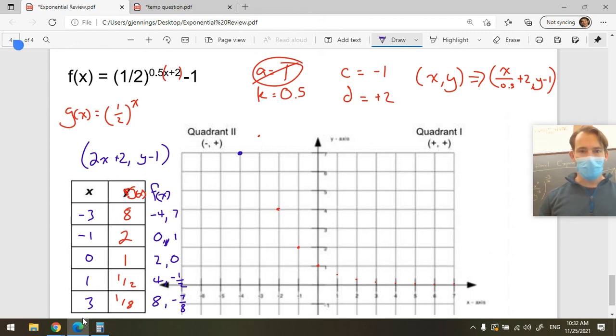So let's take a look at what happened. This point was first affected by k. So that moved it halfway closer. Sorry, it moved it twice as far away from the x-axis. So it moved it over here to that point. So that's k. And then c brought it down by 1. And then d moved it over by 2.